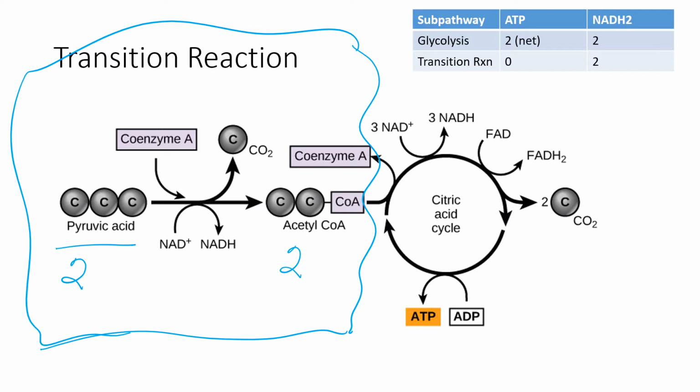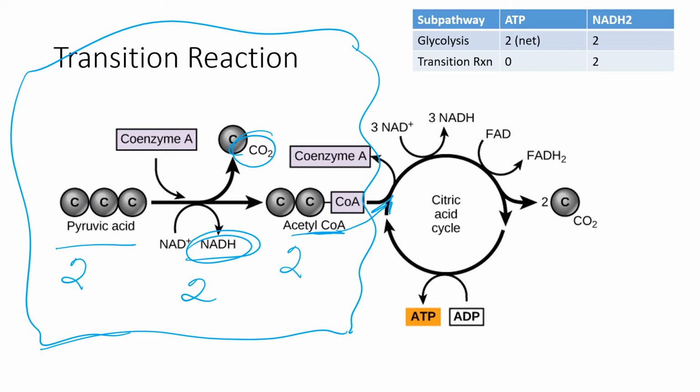So we get from that 2 more NADH2 molecules. So I've only shown it once, but I'm multiplying everything by 2 in my head. Carbon dioxide is given off as a byproduct of this reaction. And now this acetyl-CoA is free to enter the Krebs cycle, which we're going to see in the next slide.